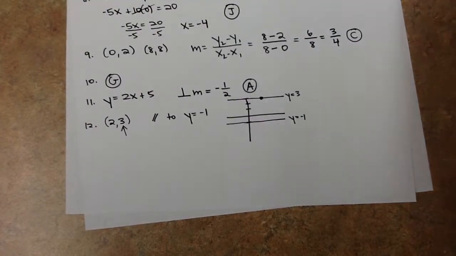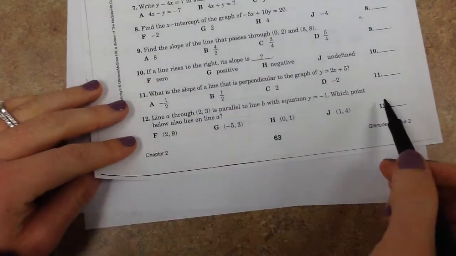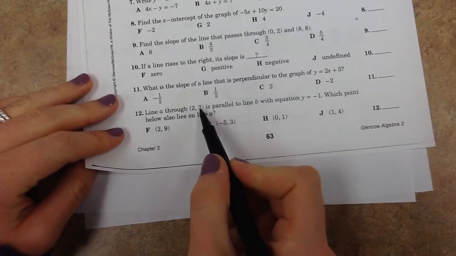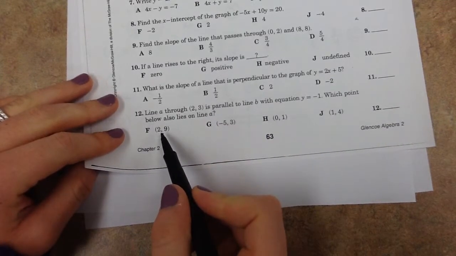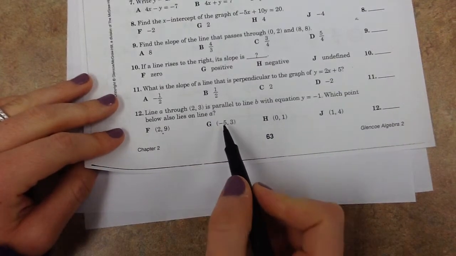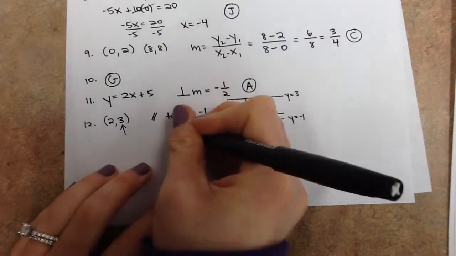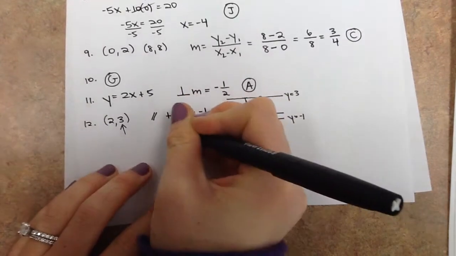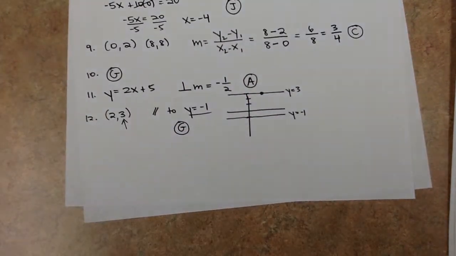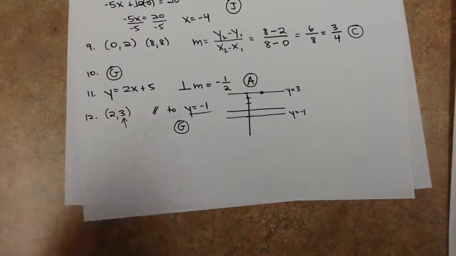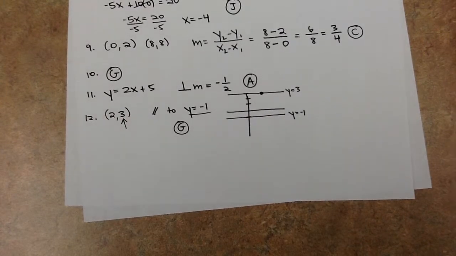And so it gives us options here. Which point also lies on line A? Well, we know it has to have a y value of 3. This does not have a y value of 3. This one does. This one does not. This one does not. So that leaves us with letter G. So again, because this is just a y equals, we know it's going to be a horizontal line, and so this one has to be a horizontal line if it's going to be parallel to it.